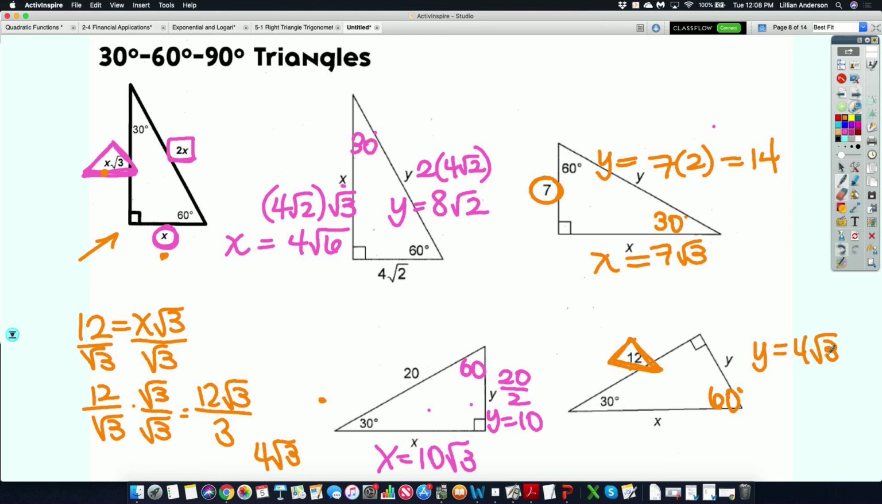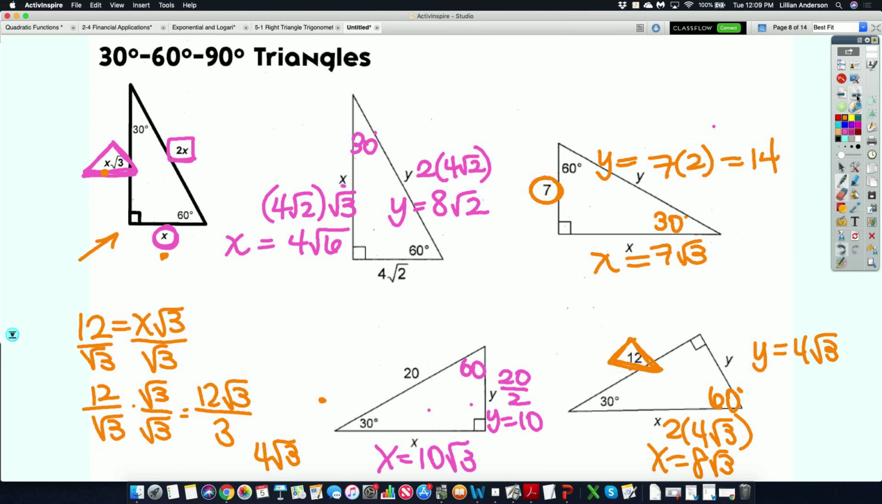And if my shorter side is 4 square root of 3, my hypotenuse is how long? 8 square root of 3, because I have to do what to it? Multiply by 2. So then x is going to be equal to 8 square root of 3. As long as you remember how the sides correspond to each other, you'll be able to find these respective side lengths. Okay?